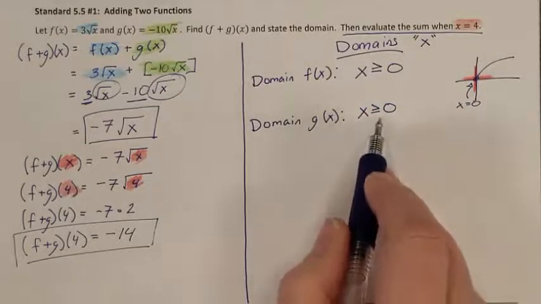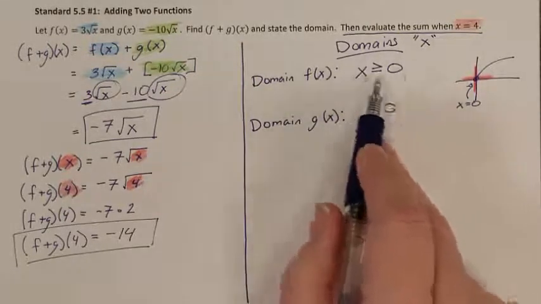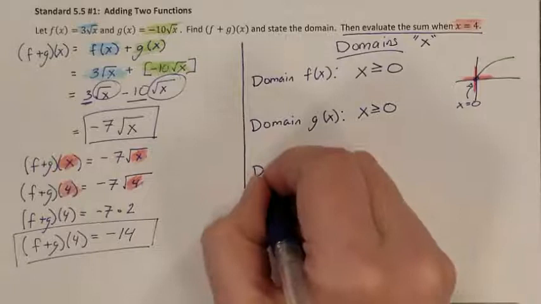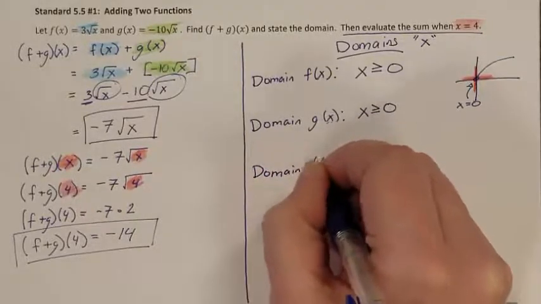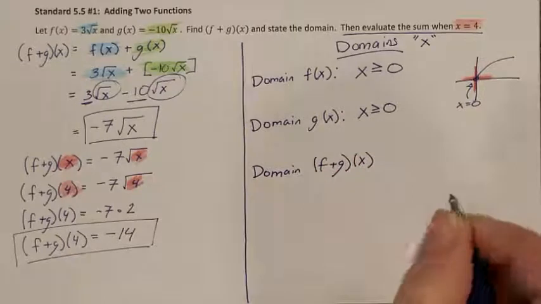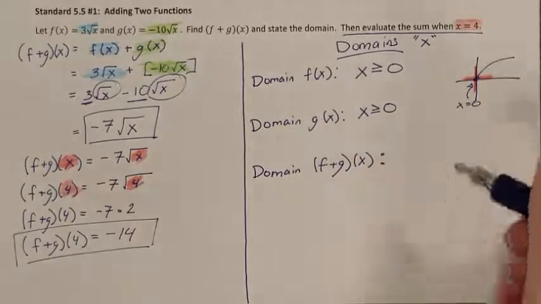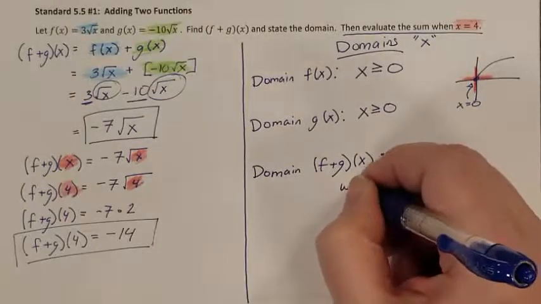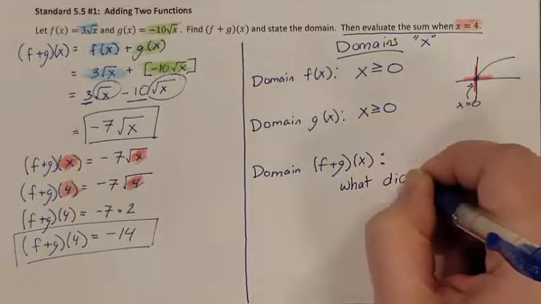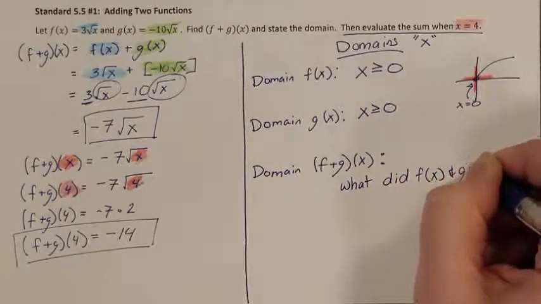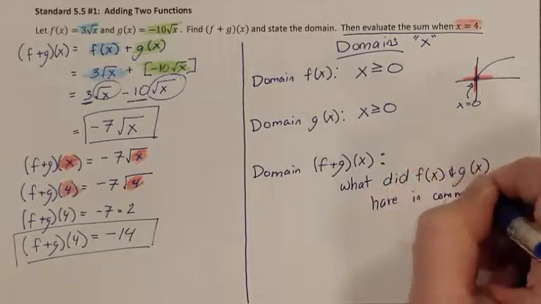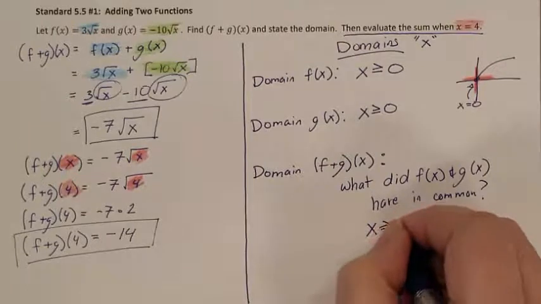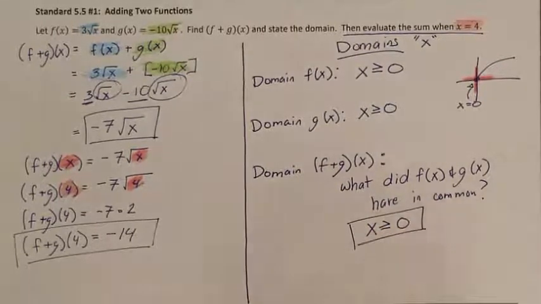So if f says only look at the positive x values, and g says only look at the positive values, then that means the new function f plus g of x also says, only look at the positive values. What do they have in common? That is the domain for the new function. So you are asking yourself, what did f of x and g of x have in common? They both say positive x values. So that means the domain for our new function is also x is greater than or equal to 0.